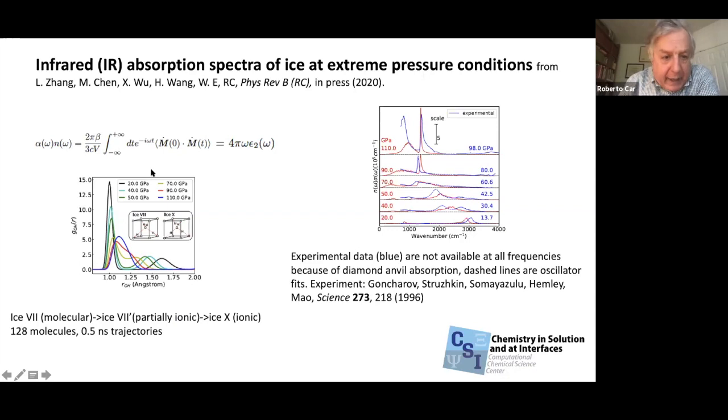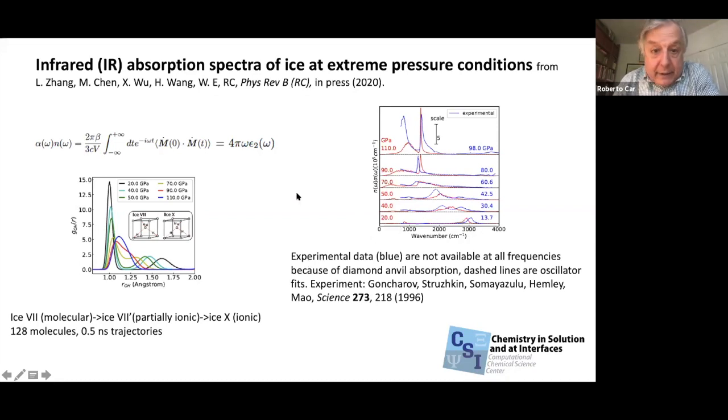And consider ice at very high pressure, transforming from ice 7 to ice 10. In ice 7, you see there are still water molecules and the Pauling ice rules are satisfied, but they are not obeyed anymore as we move toward ice 10. And in ice 10, one has a structure with the hydrogens just in the middle of the bond.